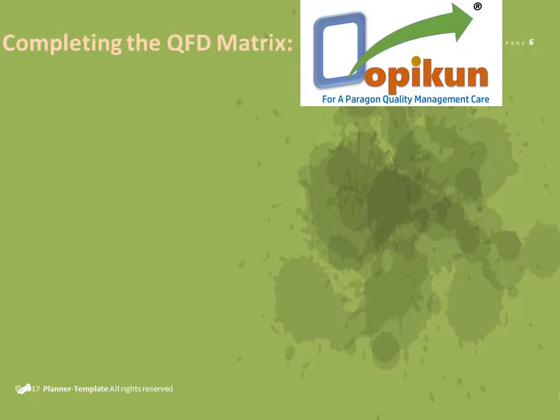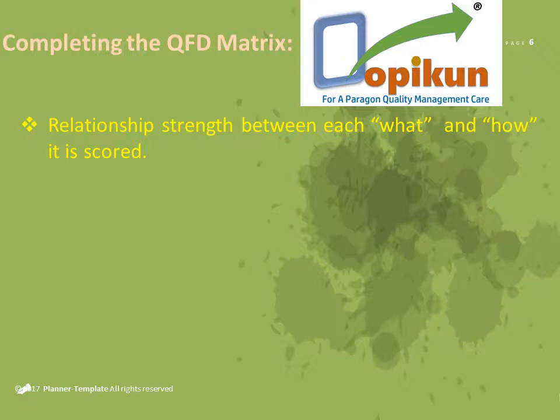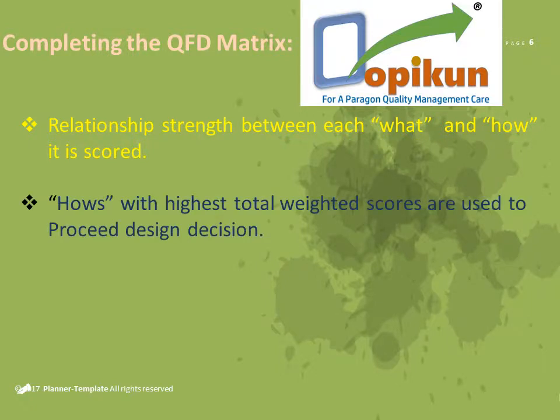Completing the QFD matrix. Point 1. The relationship strength between each what and how is scored. Point 2. The hows with the highest total weighted scores are used to precede design decisions.